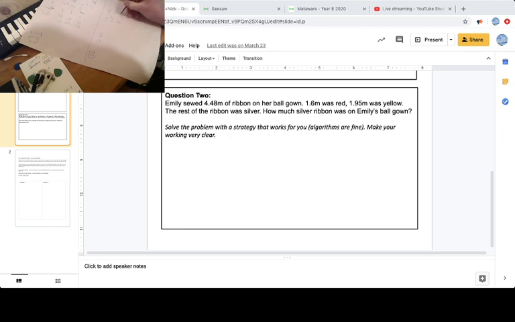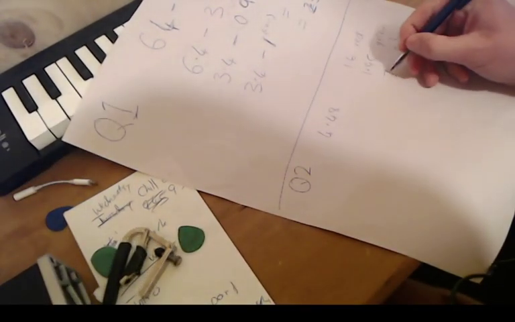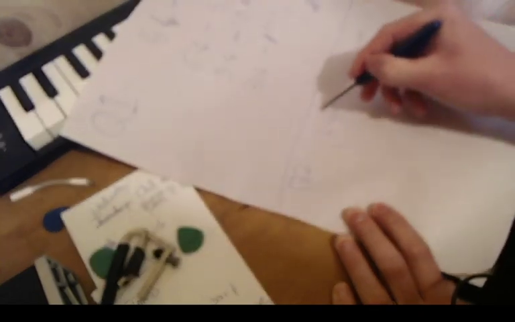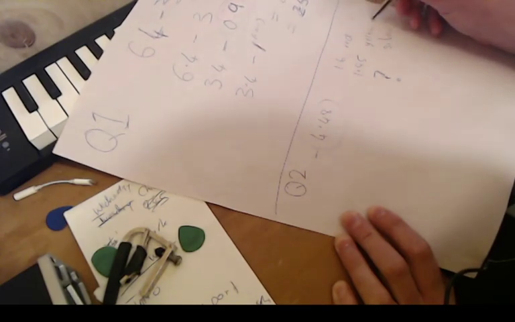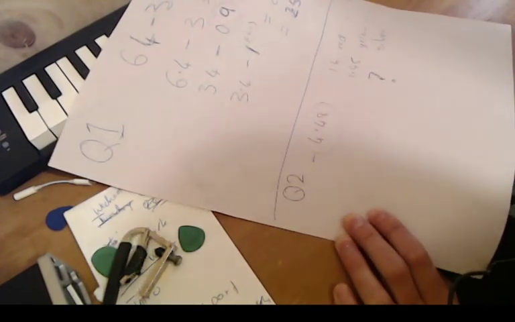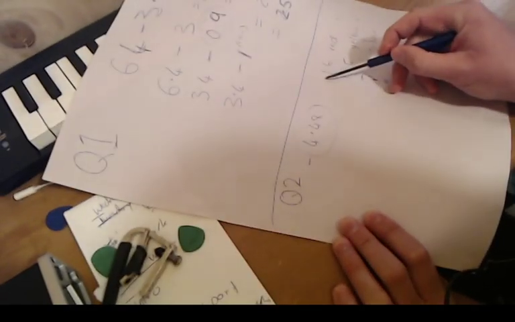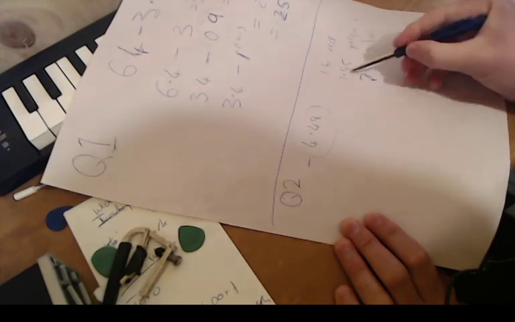Question mark, silver. How much silver ribbon was on Emily's gown? Okay, so this is a real simple one. So basically the process for this is we've got a question mark here because we don't know how much silver there is. The total is here. That's how much ribbon she has. So if we subtract these two amounts, the red and the yellow, from the total, we'll find out how much she's got. So you could do these as individual equations, but I actually prefer to add those two together and subtract. Okay?